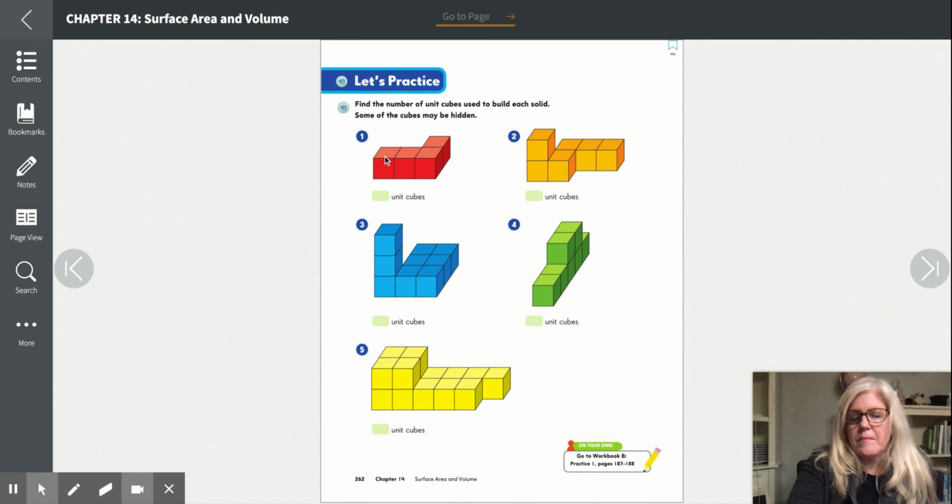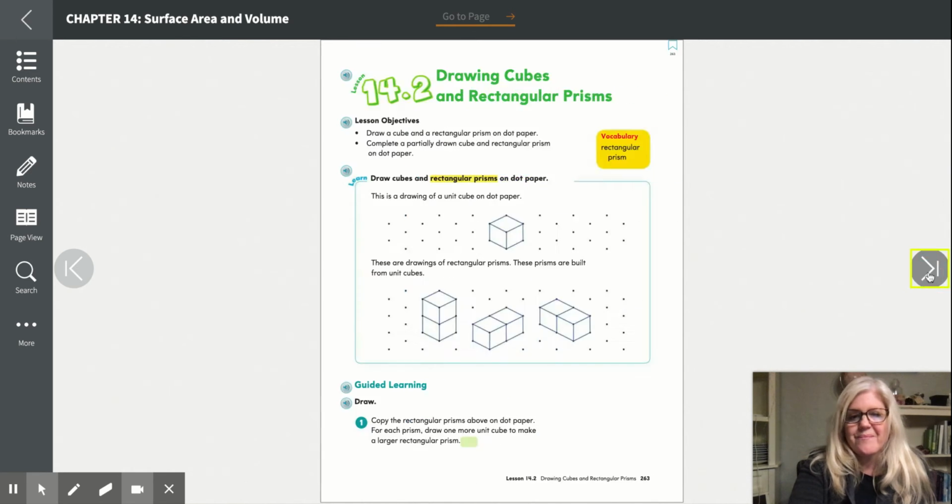So the red one, that one's pretty easy. That one's 4 unit cubes. This one has 1, 2, 3, 4, 5, 6 unit cubes. This one has 3, 4, 5, 6, 7, 8, 9. This one has 1, 2, 3, 4, 5 on the bottom plus 2. So that's 7 unit cubes altogether. This one has 1, 2, 3, 4, 5, 6, 7, 8, 9, 10, 11, 12, 13, 14, 15 unit cubes.